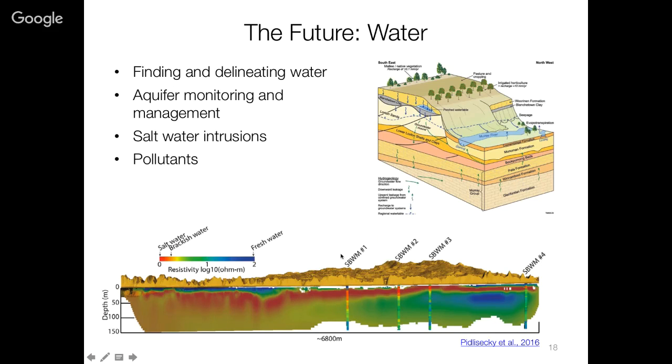Water, a big issue everywhere we go. So aquifer monitoring, management, saltwater intrusions. That's something that's important in Australia as well as elsewhere. And pollutants. So monitoring, trying to find out what you've got, trying to figure out how best to use the resource. Aquifer storage and recovery, where you pump water down and try to recover it. But when you're pumping it down, you want to try to figure out where it is. So there's lots of potential there.